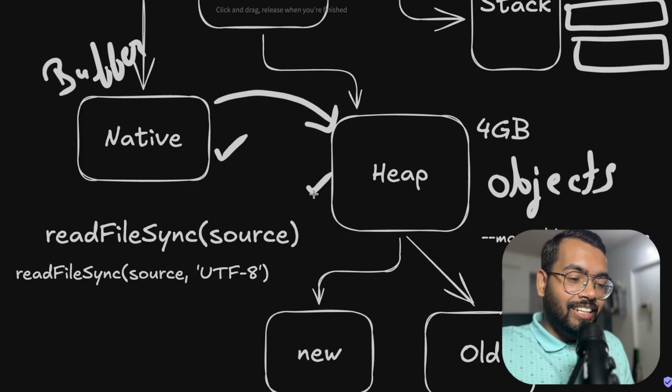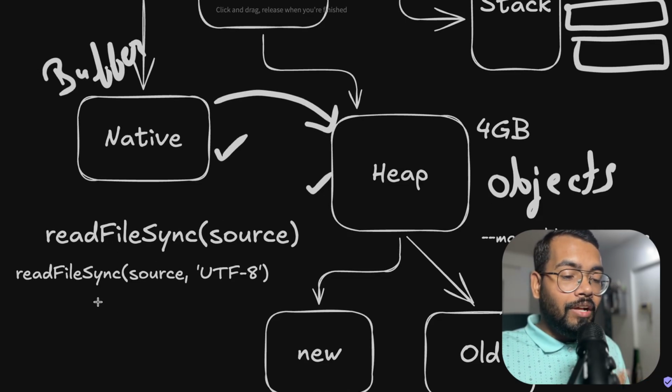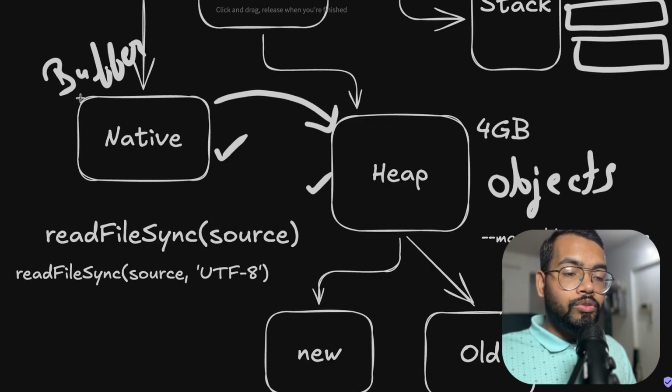Okay, and in that case, if it is more than the limit, then it will simply crash it. So be very careful when you are using this readFileSync with UTF-8, because remember, the native memory can only store buffer. It will not store any other thing. Okay, but it does not mean that there is nothing stored on the heap for this native memory.